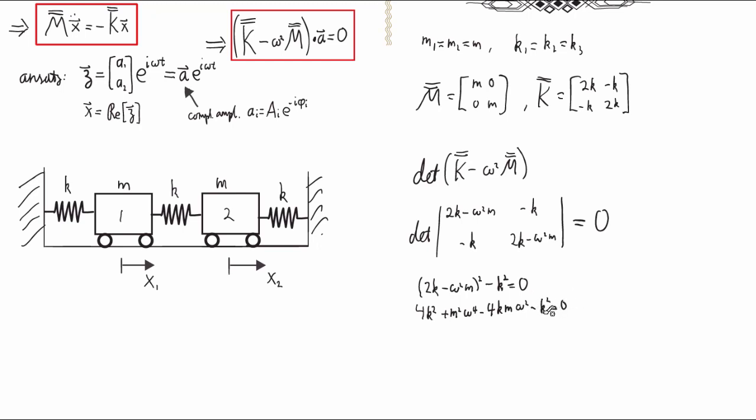And then we can cancel out this k squared here against the k squared over there. And that becomes a quadratic equation in omega squared, which you all know how to solve. And if you solve it, you get k minus m omega squared times 3k minus m omega squared equals 0.